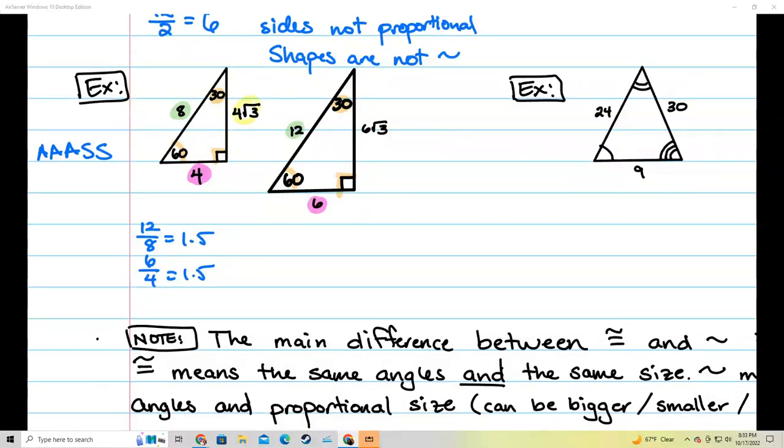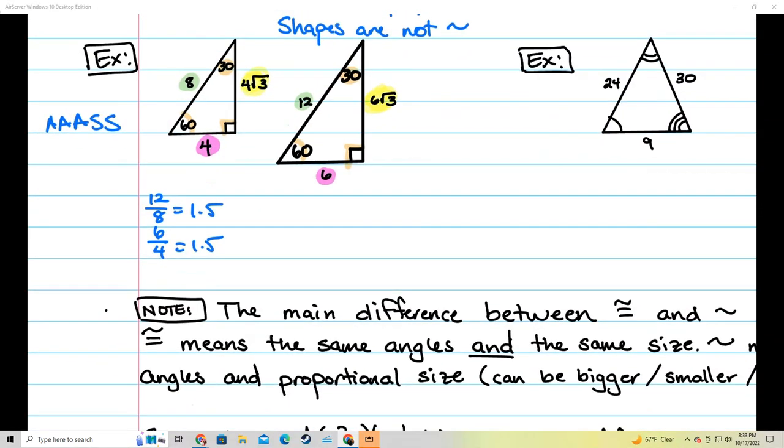So finally, I get to check the 4 rad 3 and the 6 rad 3. I'm going to do the exact same thing. I'm going to divide the big by the small. So the 6 rad 3 needs to go on the top, 4 rad 3 has to go on the bottom. I know those radicals look a little scary, but they're not. They're just going to cancel out. I got 6 divided by 4, which is again 1.5. And it looks like all the sides are proportional too.